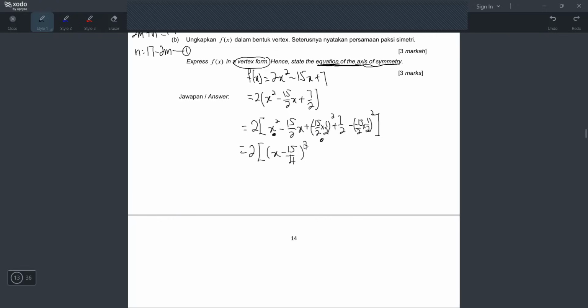And then the square I write outside, right? So this part is already done. So now for the back part, how do we do it? Plus 7 over 2, I'll just copy. And then outside the bracket there is a minus, so I also follow the minus.